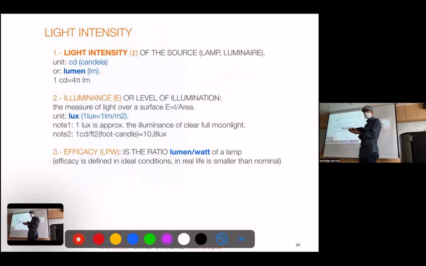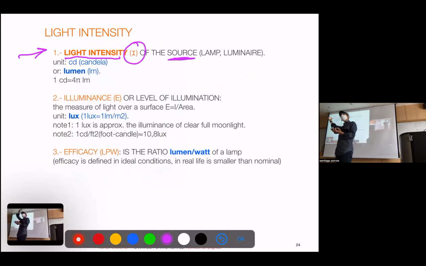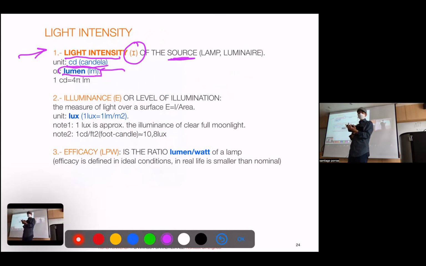So for intensity, we have several parameters. I is the light intensity of the source, right? The light bulb, the fluorescent tube. This is usually measured in candela or lumen. Lumen is the most common you will see in catalogs, right? And the ratio between candela and lumen is 4π. You know that 4π is very much related to the sphere and that distribution. If you have the data in candela or lumen, you can make the conversion. But the most common is lumen, right? That is the light which emanates from the lamp.